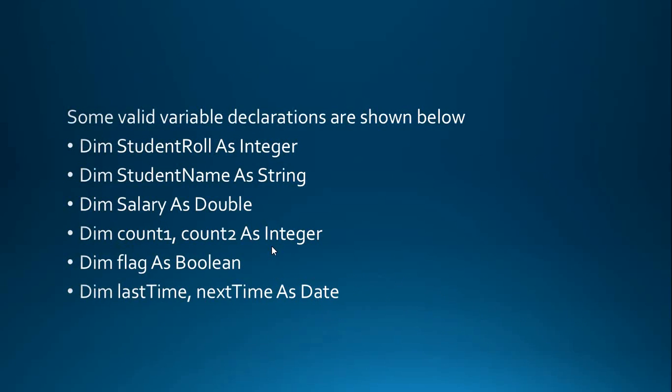So let us look at some valid variable declarations. Dim student role As Integer, so this is a valid declaration. Dim student name As String, Dim salary As Double, Dim count1, count2 As Integer. So you can declare multiple variables this way by giving a comma between the different variables. Dim flag As Boolean, Dim last time, next time As Date. So these are all examples of valid variable declarations.